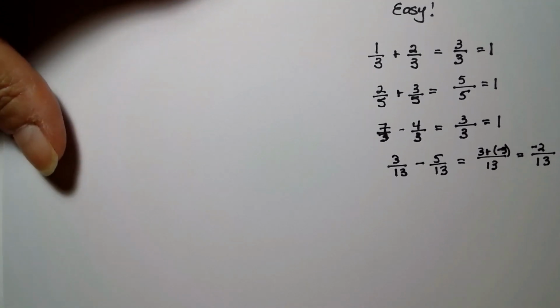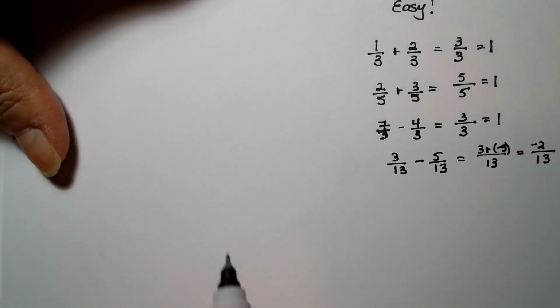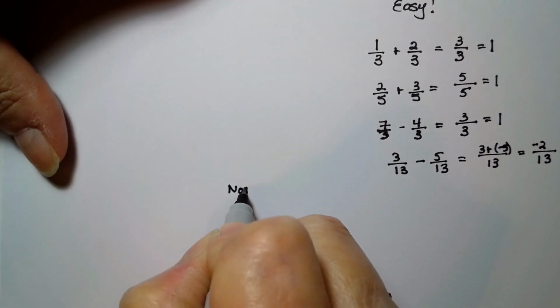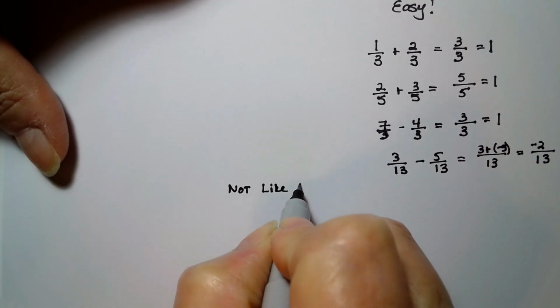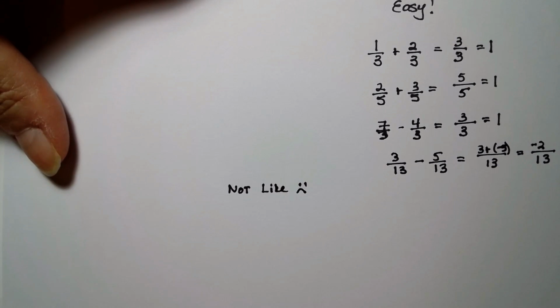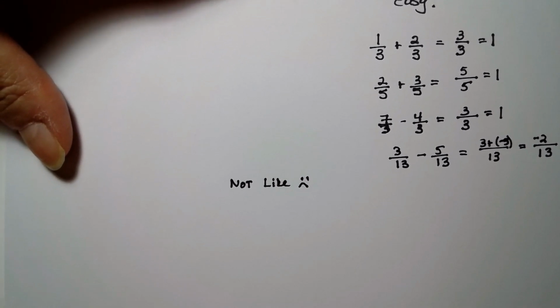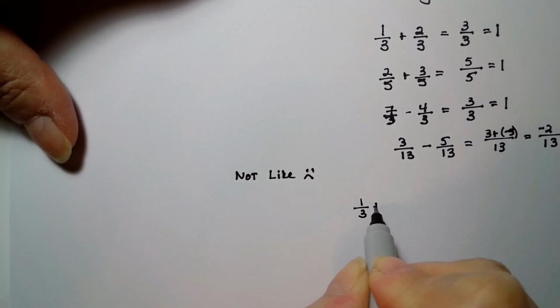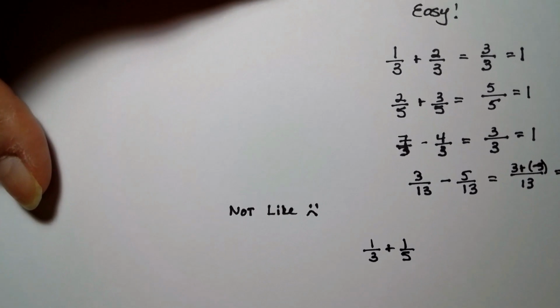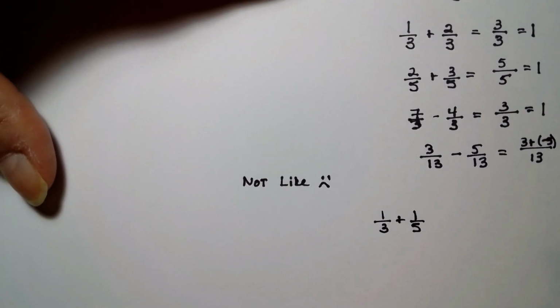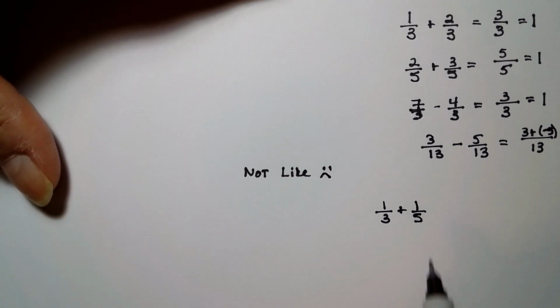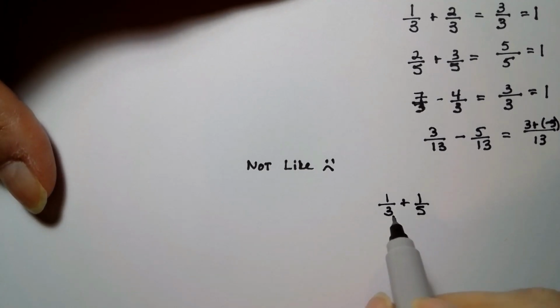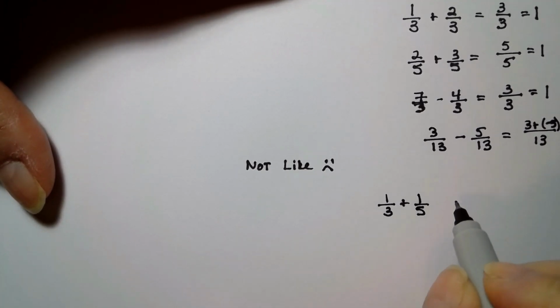The problem you guys have is when the denominators are not like, because then you can't just add or subtract the numerators. So, for instance, 1/3 plus 1/5. You can't do anything with it until you come up with a common denominator. So to do that, we're going to multiply each one of these by an equivalent fraction. We need the bottoms to be the same, right?